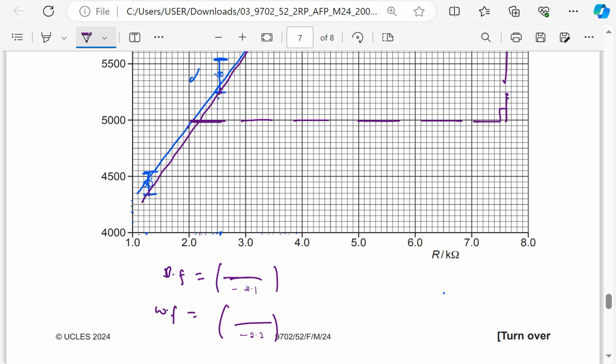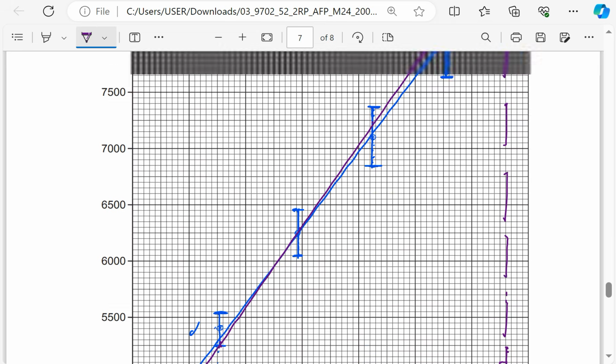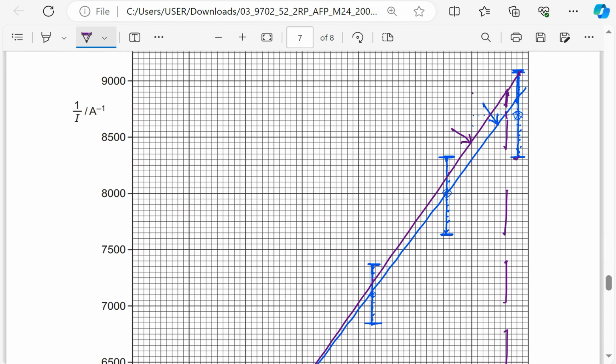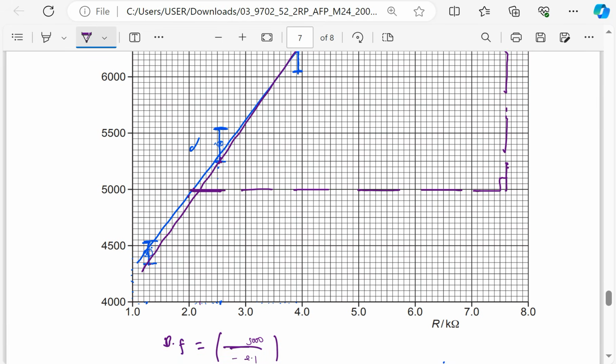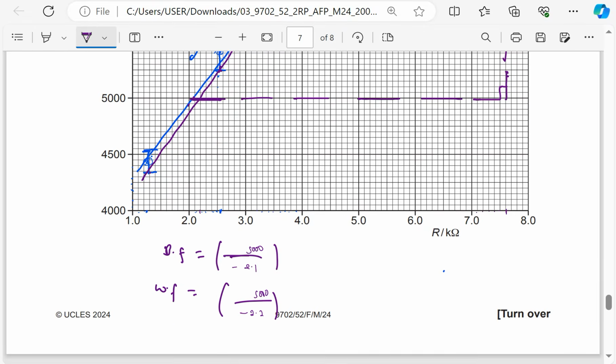Then the y1 values are the same. So this is 5,000. This is also 5,000. Then I'll check. Here the x value is the same again, and the x2 value is the same here, which is this value here: 7.6. So x2 here was 7.6 and here it is also 7.6. The y values are the ones which are different.